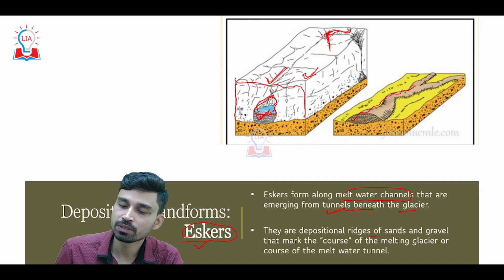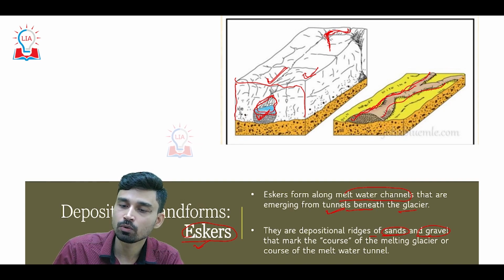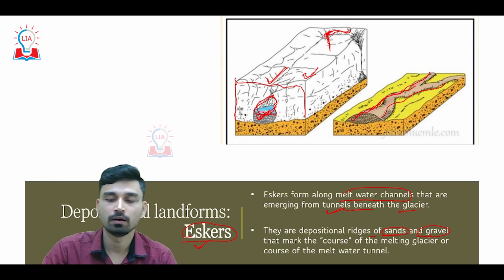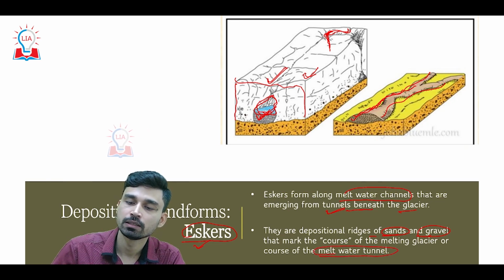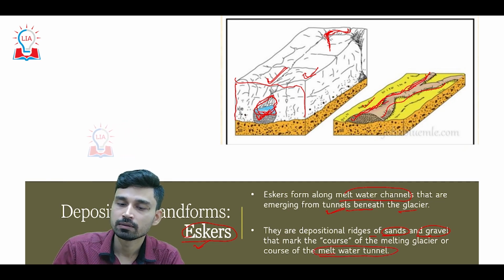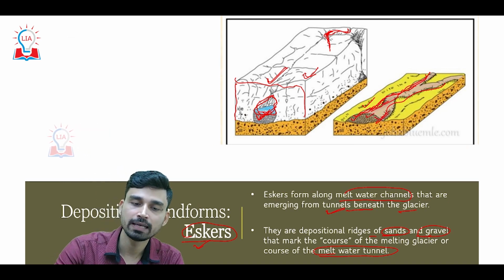And most of the time, these ridges are made up of sediments such as sand and gravel, which basically mark the course of the melting glacier, marks the course of this moving meltwater channel. And thus, as the meltwater channel disappears, the water and the ice disappear, this ridge-like deposition stands there, and that is what we can call an esker.